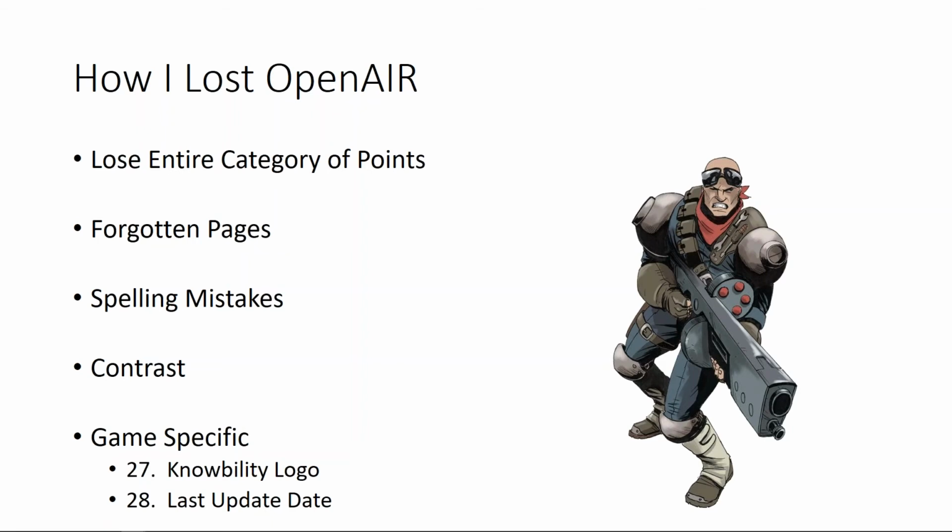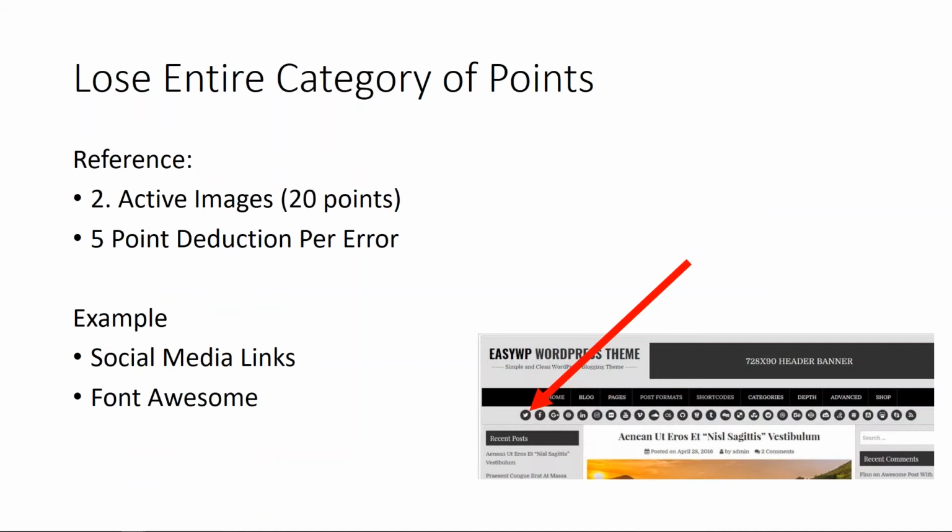Let's start with the first one. Losing an entire category of points. A good example of this would be the number 2 item on your judging form. Active images is worth 20 points. You lose 5 points per active image. In other words, that's like a hypertext link with an image in it that is not accessible. A good example of that would be social media links. It's very popular to use Font Awesome in your themes for Facebook or Twitter. And if you don't have an accessible label, that will be a 5-point deduction per link. So be sure and check that.